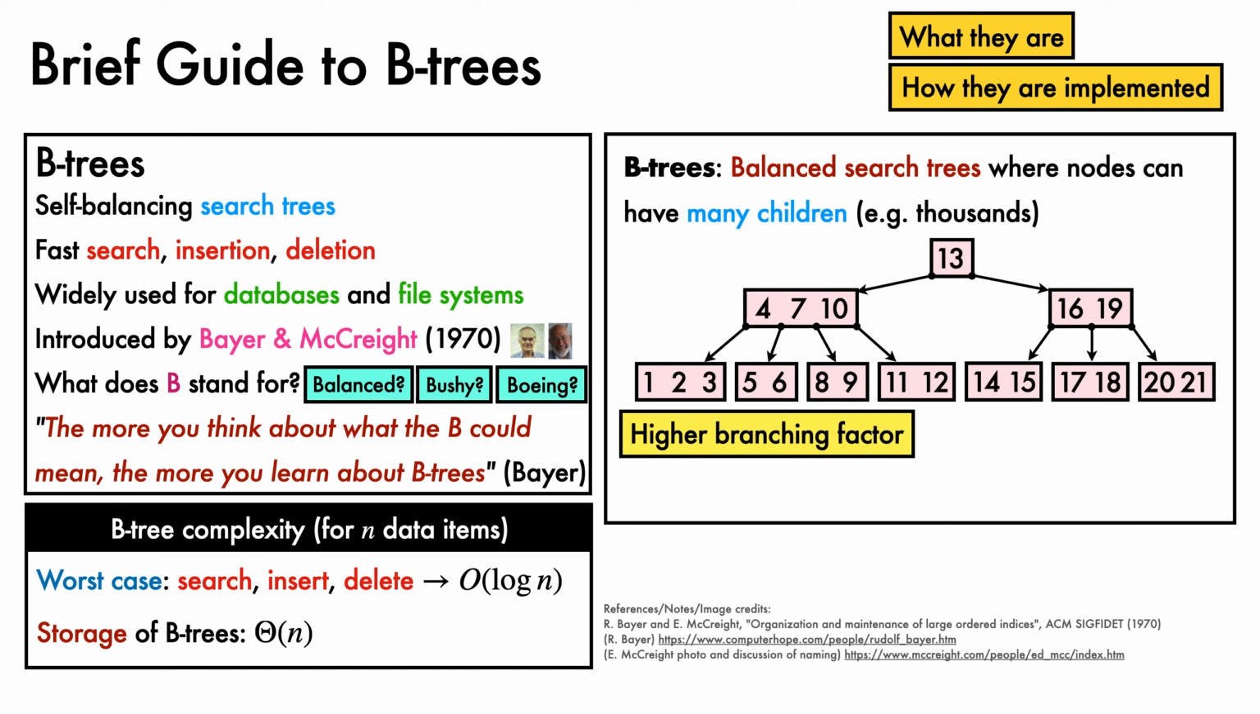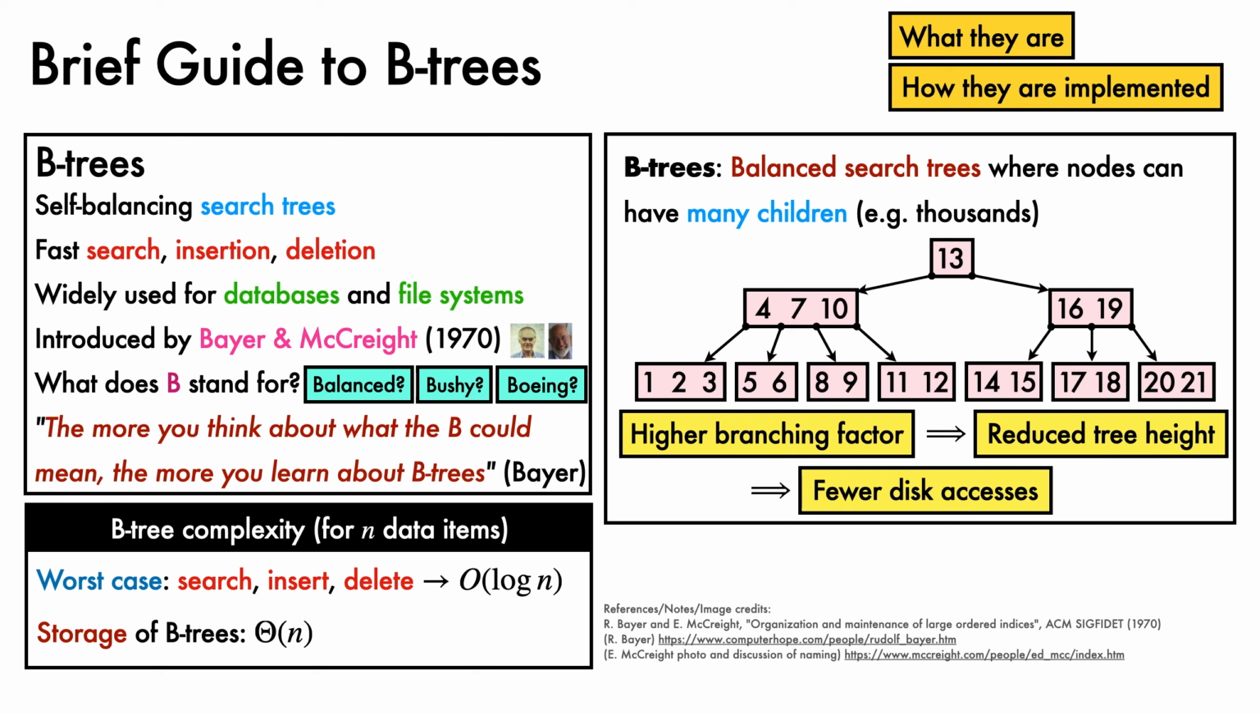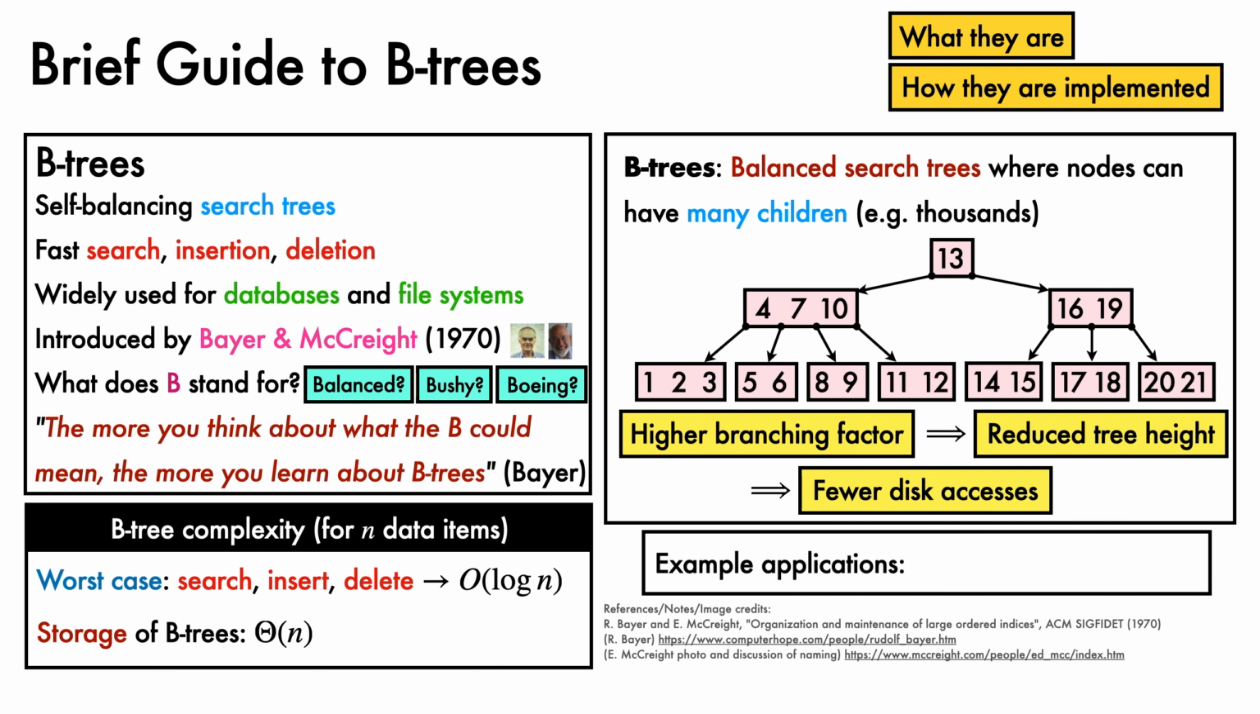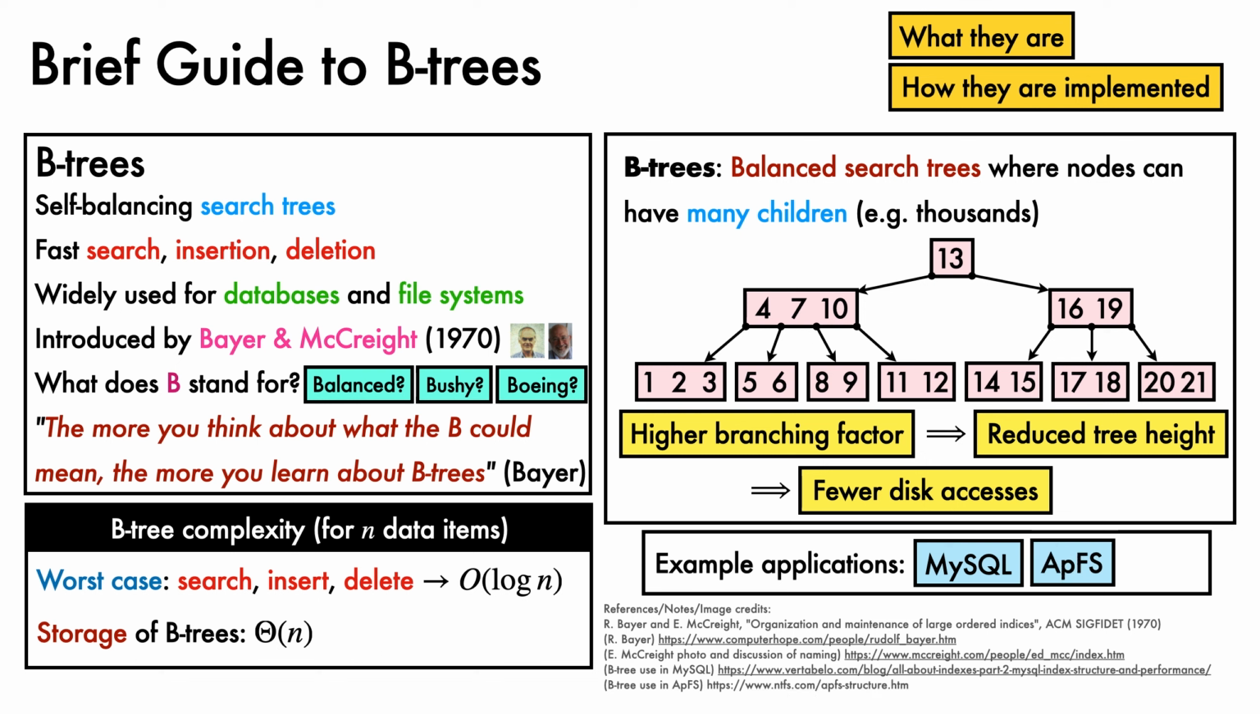The higher branching factor of B-trees relative to binary search trees leads to reduced tree height. For use cases involving storage where nodes are stored on disk, this has the critical benefit of causing fewer disk accesses. B-trees and their variants have many applications that relate to storage. Examples include usage in MySQL, the Apple file system, and the B-tree file system used in some Linux systems.